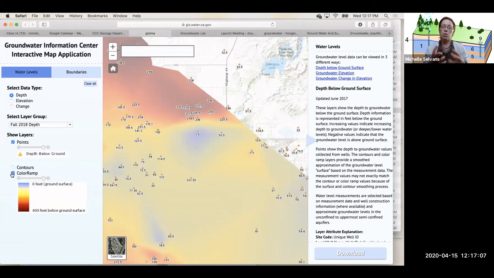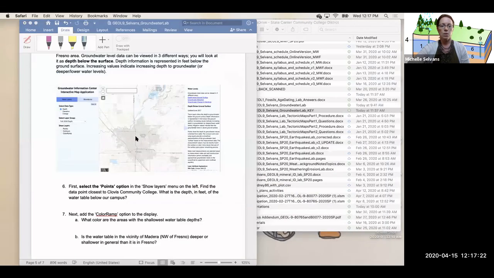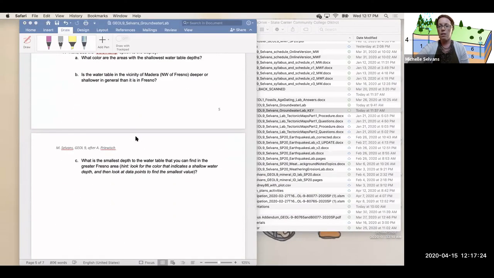And then for the last question, you're using both of these data sets to help you zone in on where is the shallowest depth to the water table in the greater Fresno area, and what that value is. All right, so that takes you through to the end of this lab.